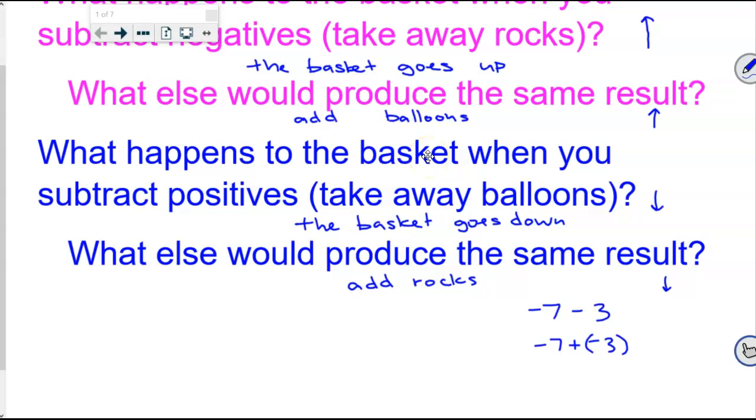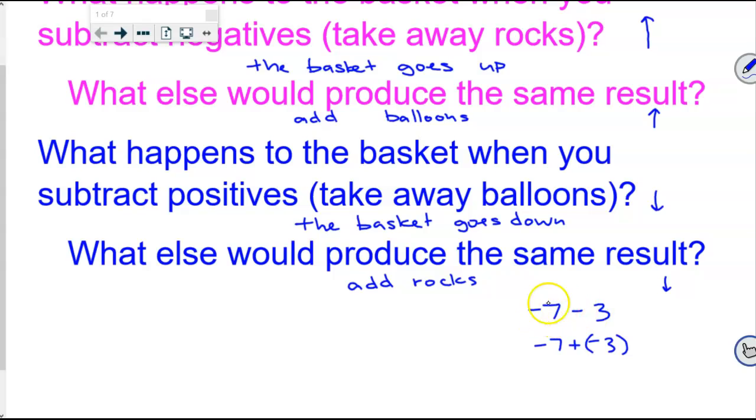What happens when I subtract positives? If I'm taking positives, or taking away balloons from the basket, what happens to the basket? Andrew? It goes down. How else can I make the basket go down? Gabriel? Yeah, we can add rocks. So again, why is that important? Look at this example.